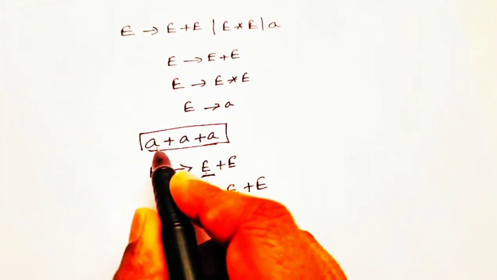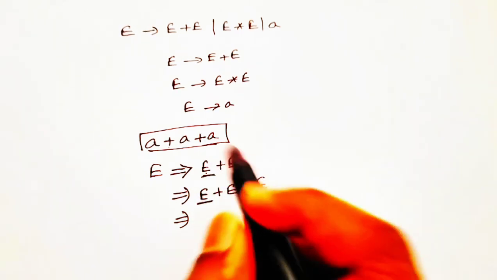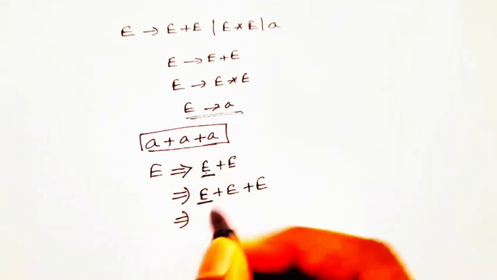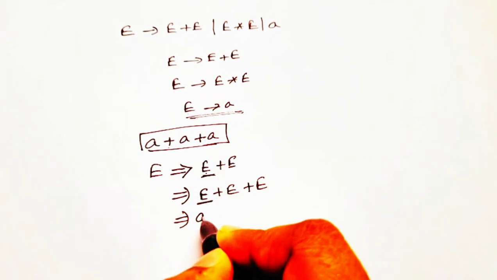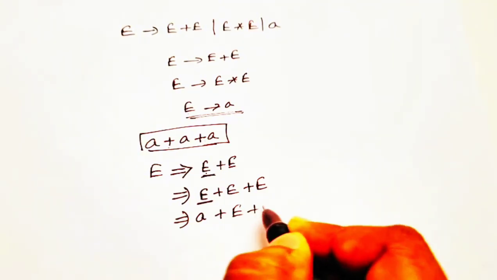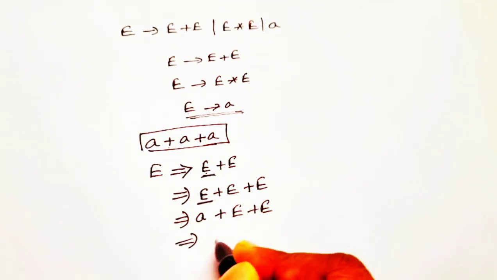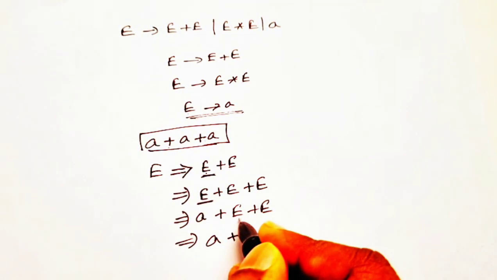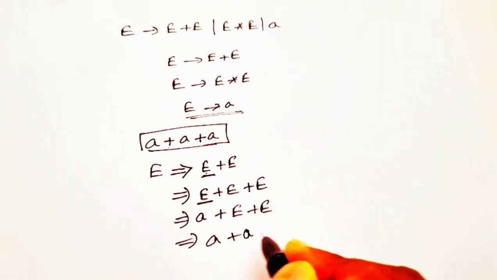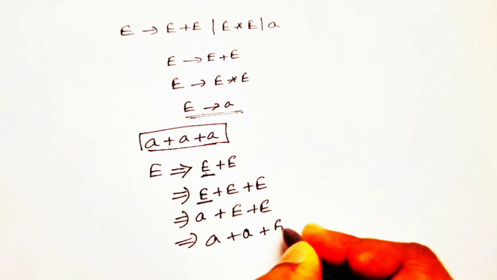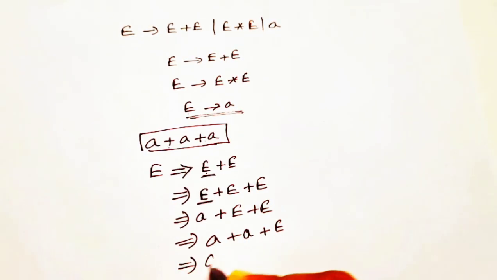Now, I want to get A plus A plus A. Directly I will use this production. In place of E, I am placing A. In the next step, this E also I am using the E goes to A production. I am placing A. This one also.